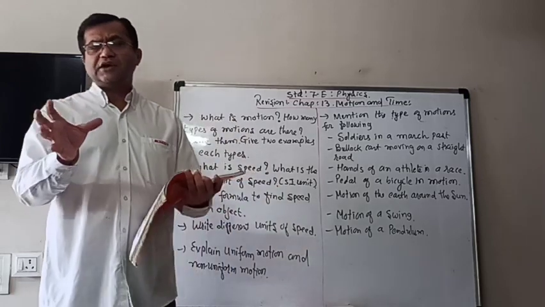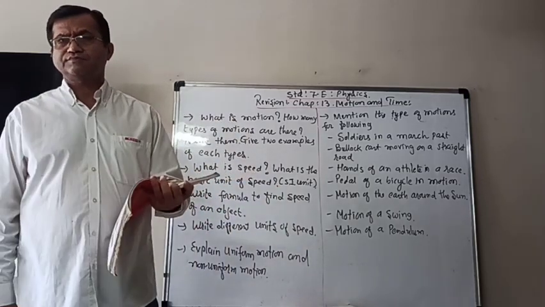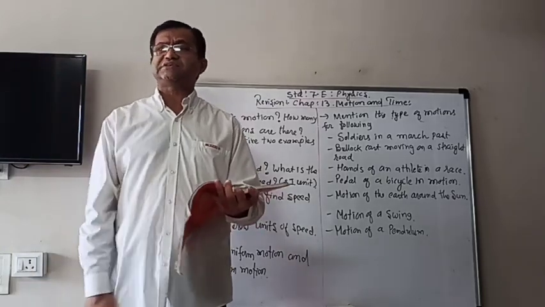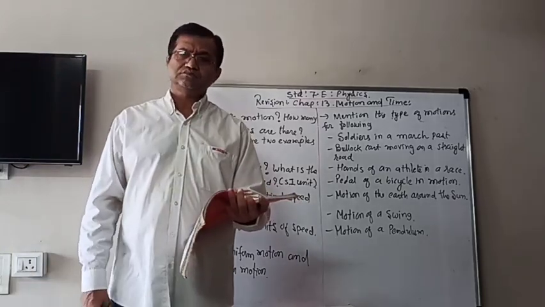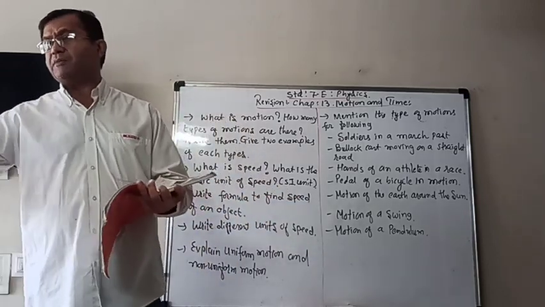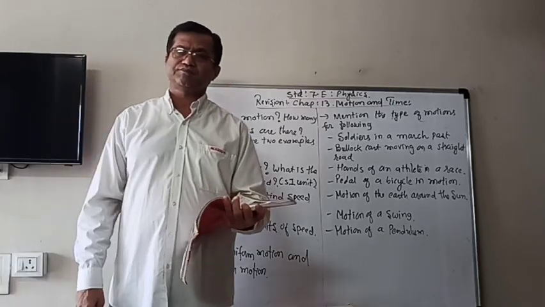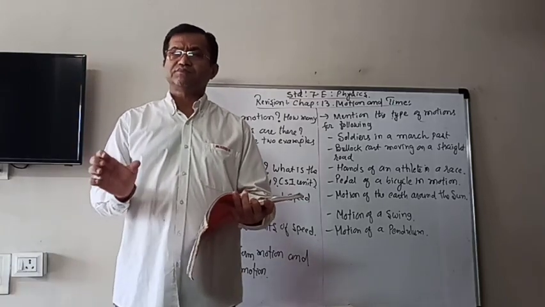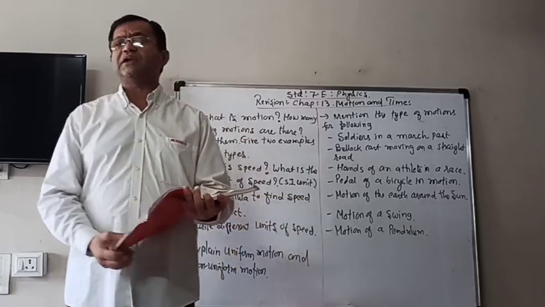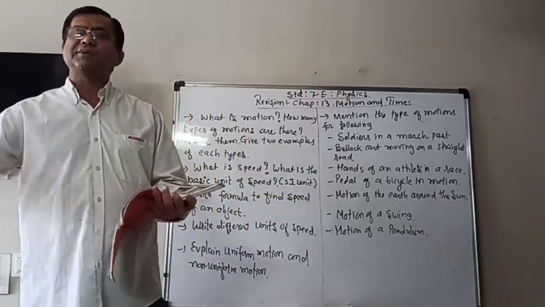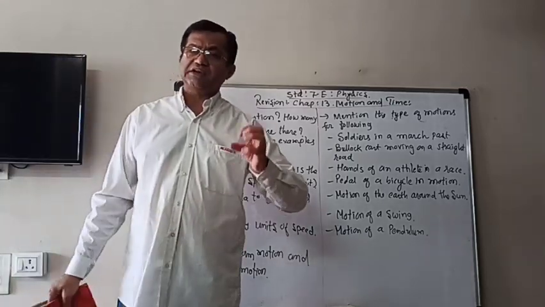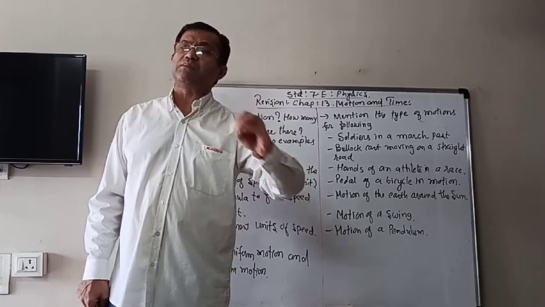For example, in the first 5 minutes, if it is traveling 4 kilometers, another 5 minutes again 4 kilometers, another 5 minutes again 4 kilometers. So in every 5 minute time interval, it is covering exactly 4 kilometers. Then we can say that its motion is a uniform motion.